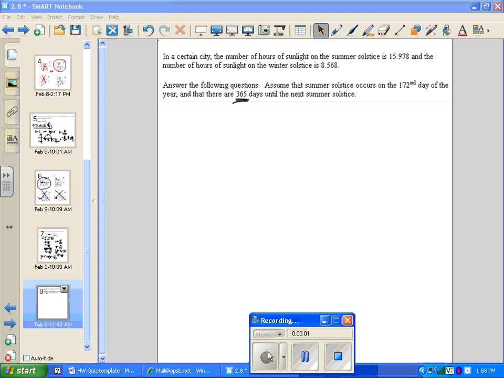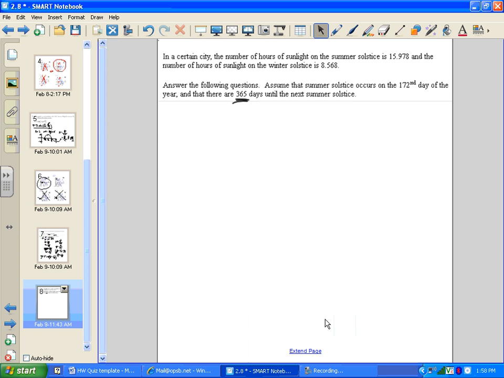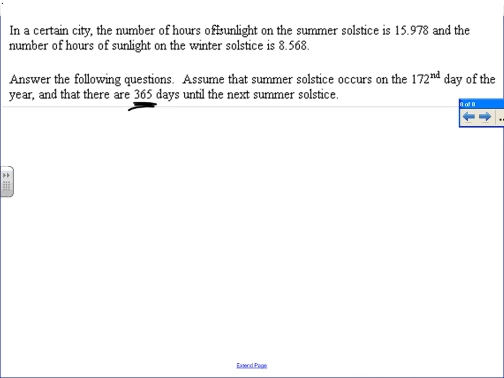Okay, this is our last problem in lesson 2.8 here, and it's very, very involved. It starts off that in a certain city, it's giving me the number of daylight hours on the summer solstice and then the number of sunlight hours on the winter solstice. So obviously in the summer, the days are definitely longer. You have more sunshine. In the winter, the days are definitely shorter here.